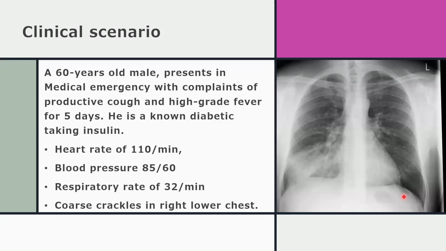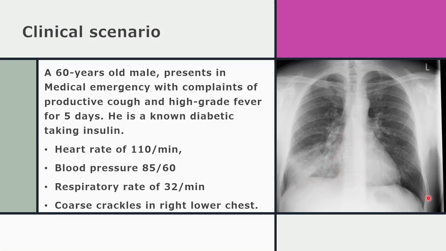This is the X-ray, and if we have a close look at the X-ray, we can clearly see that there is an opacification in the right lower zone. And if we analyze this opacification, it is non-homogeneous with ill-defined borders. The borders are not very clearly defined, and the silhouette sign is there, which means that you cannot clearly demarcate the right diaphragm as well as the right heart border.